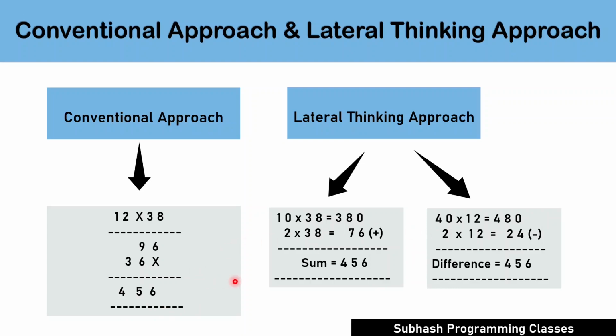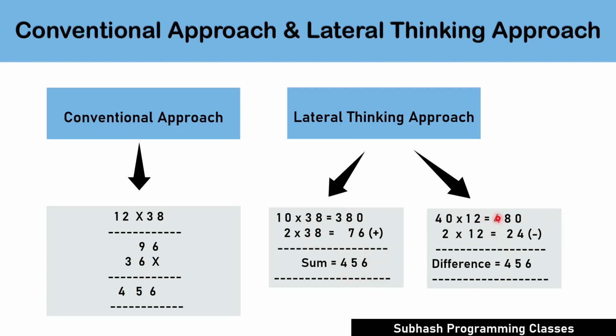Whereas you can solve the same problem using lateral thinking approach in the following manner. The problem 12 multiplied by 38 can be looked at as 10 times 38 and 2 times 38 added together to get the final answer of 456.